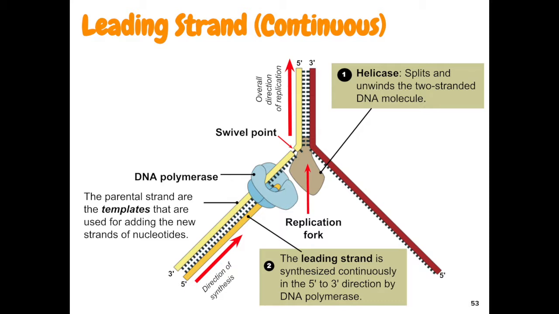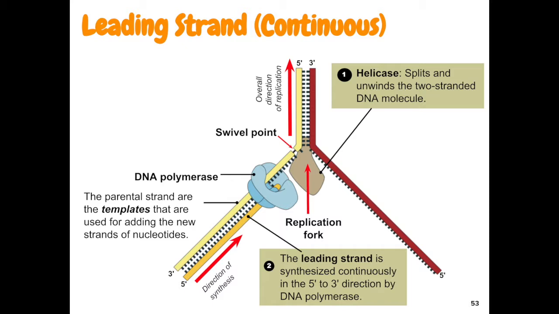The first way that we're going to discuss is a continuous way of replication. And the reason why it's continuous is because that side of the DNA template strand has the end at the 3' carbon. And since it is at the 3' carbon, DNA polymerase can easily ride on that open 3' end in the 3' to 5' direction and synthesize new DNA in the 5' to 3' direction.